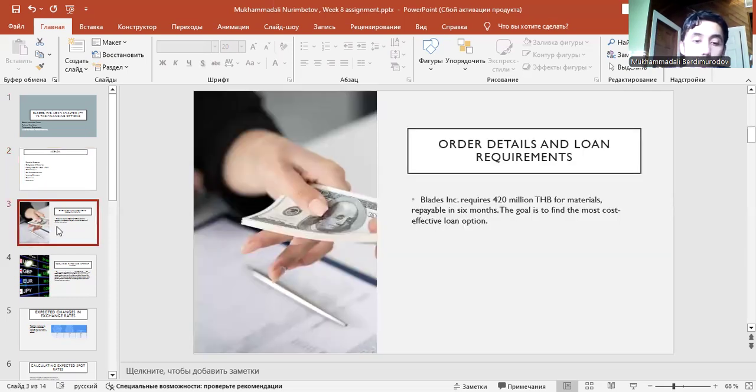For this order, we calculated that Blades needs 420 billion in Thai baht to cover the material cost. This requirement forms the basis for all loan evaluation, and Blades will repay the loan after 6 months when accounts receivable are collected. Understanding the total financing needs and the payment terms is crucial for assessing the loan options.